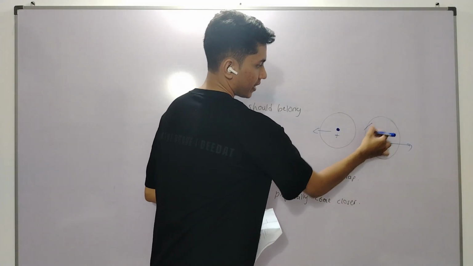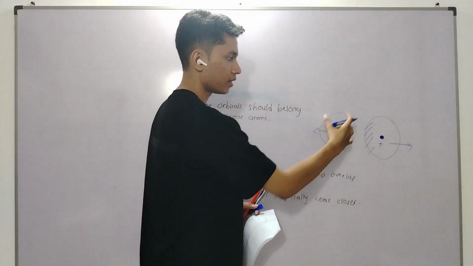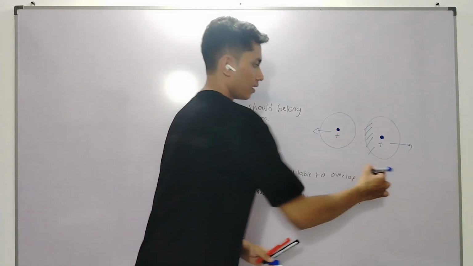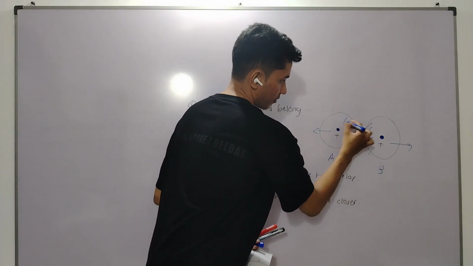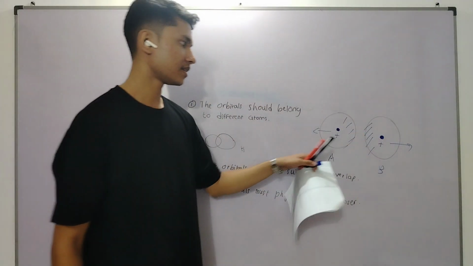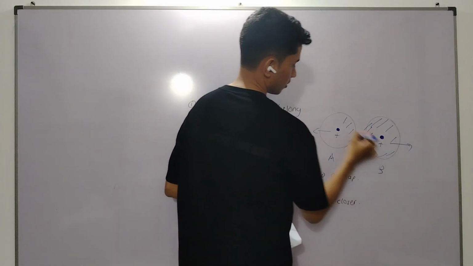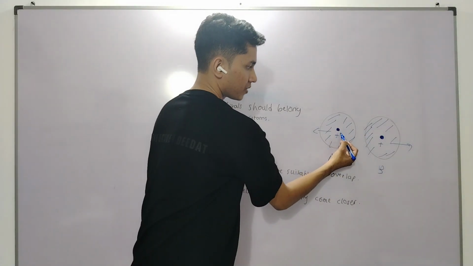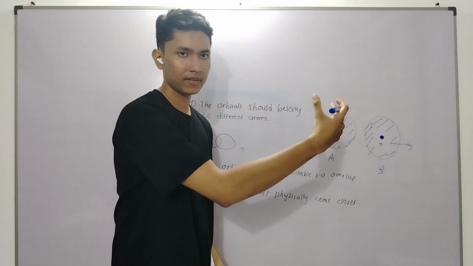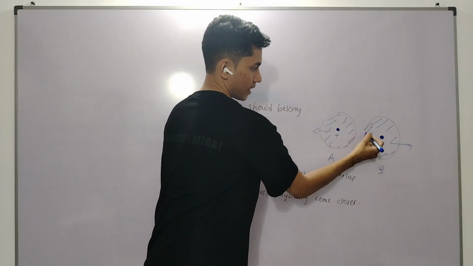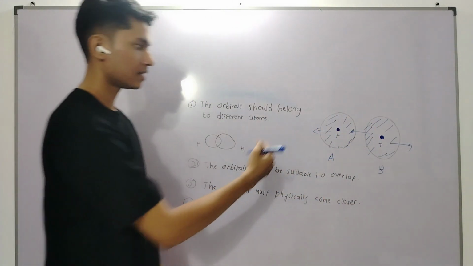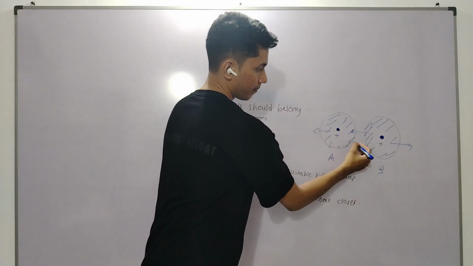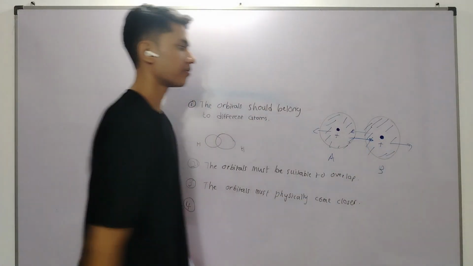And this is the electron cloud of the valence orbital of atom B. This is the electron cloud of the valence orbital of atom A. From this positive nucleus, we know that electron is negatively charged. There is an attraction towards this nucleus. From the electron cloud of A, there's an attraction towards the nucleus of B.